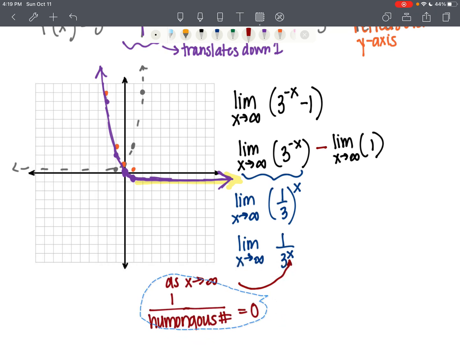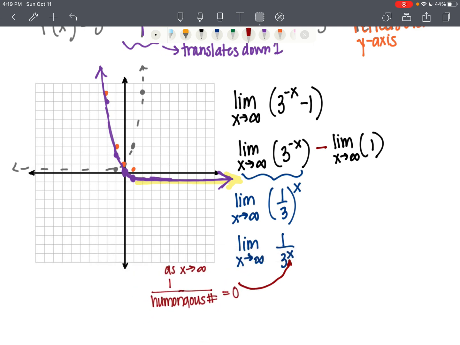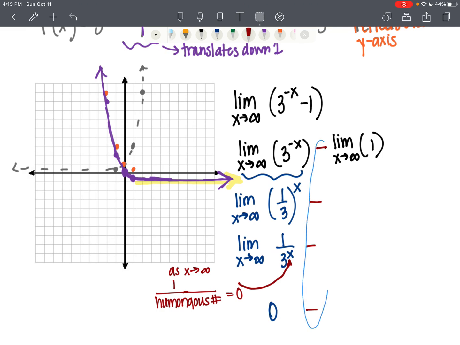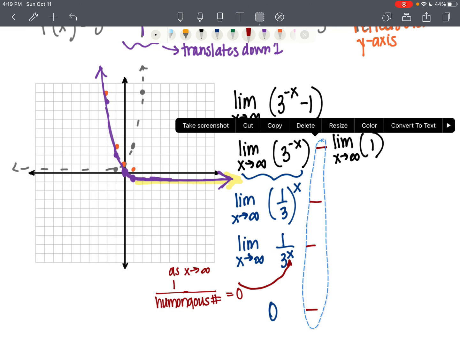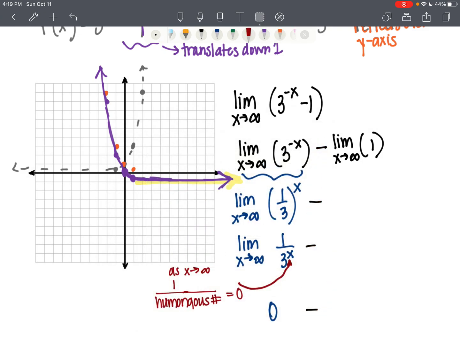I'm going to take this and move it out of the way. Let's resize it. There we go. So this value right here becomes 0. And then I've got that minus, don't forget the minus. Let's just make it black like the rest of it.